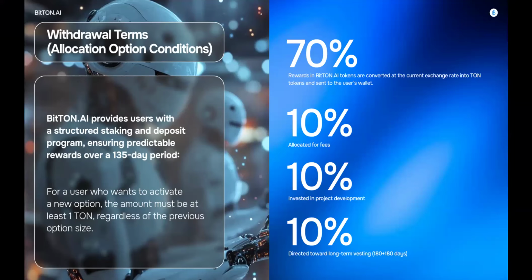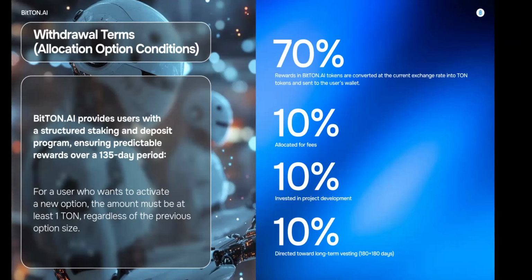70% rewards in Biton AI tokens are converted at the current exchange rate into TON tokens and sent to the user's wallet. 10% allocated to fees, 10% invested in project development, and 10% goes to vesting in 80 days. This is very important because this math does not come from empty space. This is very carefully calculated, and this helps us to grow fast, to grow the price of the token, and to stabilize all the processes in our project.